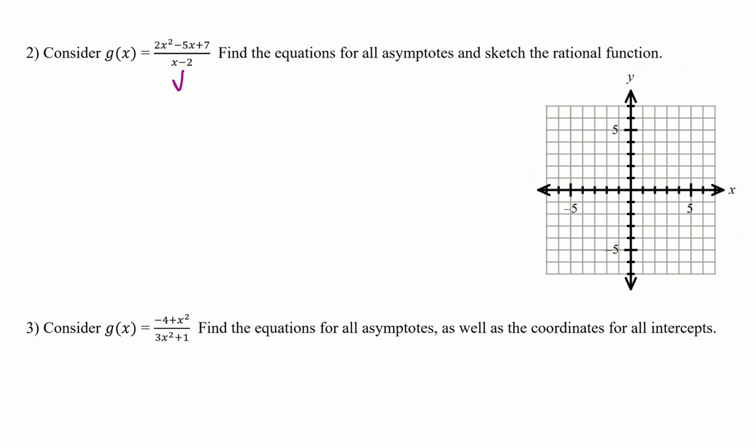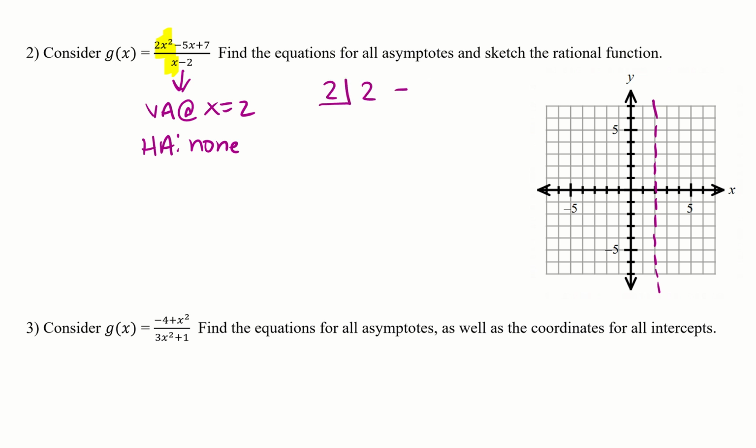Okay, so I do have a vertical asymptote. The vertical asymptote is at x equals 2. I'll draw that as a dotted line. The horizontal asymptote, there isn't one. The degree is larger on the numerator than the denominator. And since they are 1 degree apart, there is a slant asymptote.